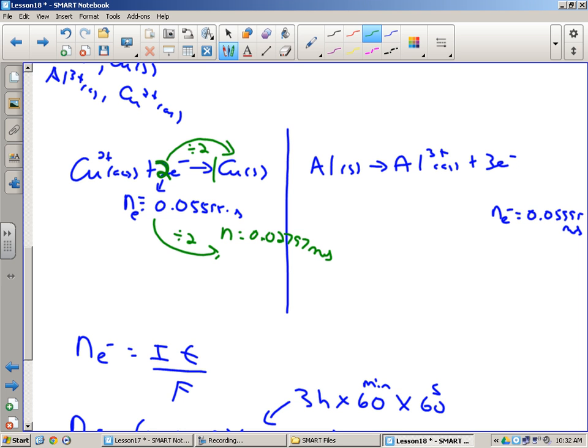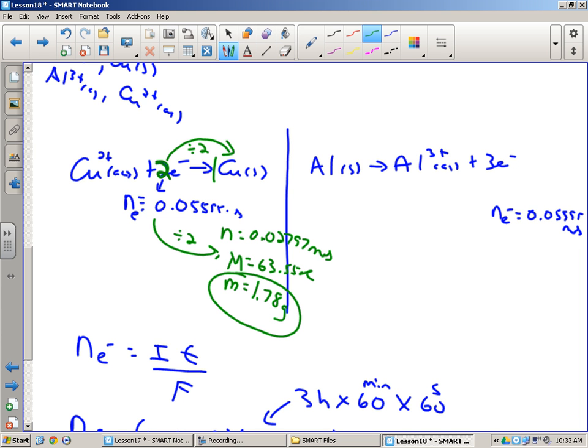0.02797 moles. So it's basically, like I said, just stoichiometry with electrons. Now that I know n, I know the molar mass is 63.55 grams per mole. I can figure out the mass by multiplying those two together, and the mass turns out to be 1.78. So due to the electrons flowing from aluminum to the copper, I'd expect 1.78 grams.